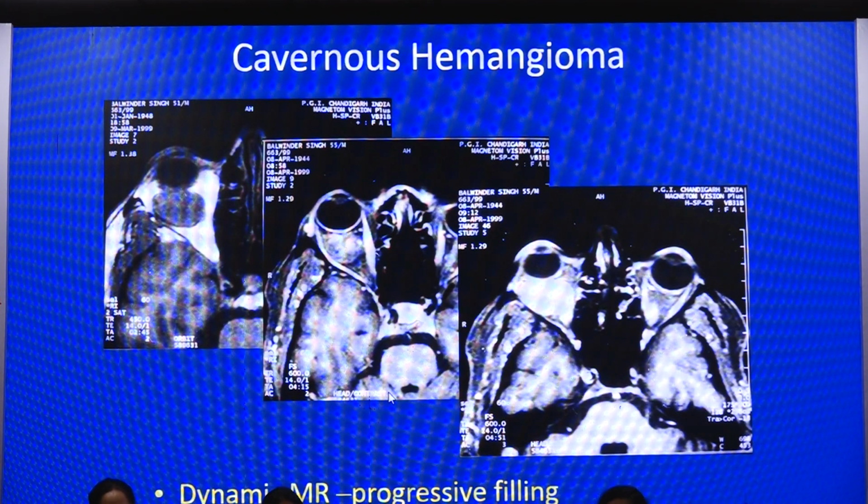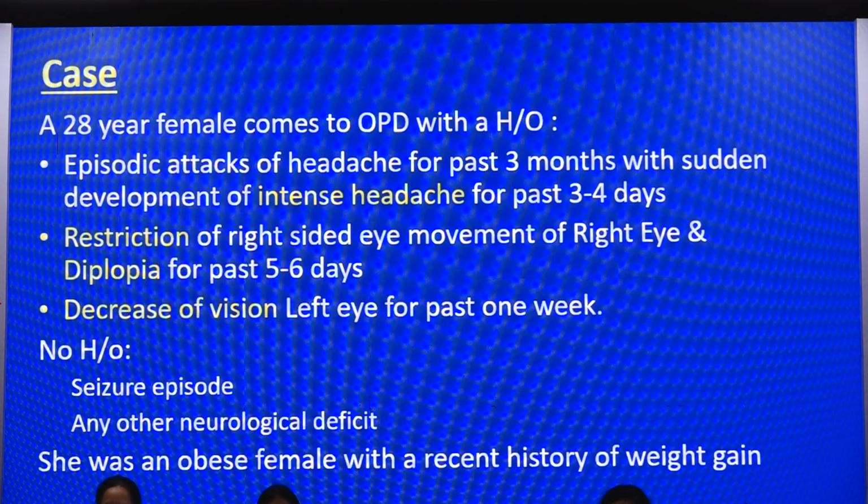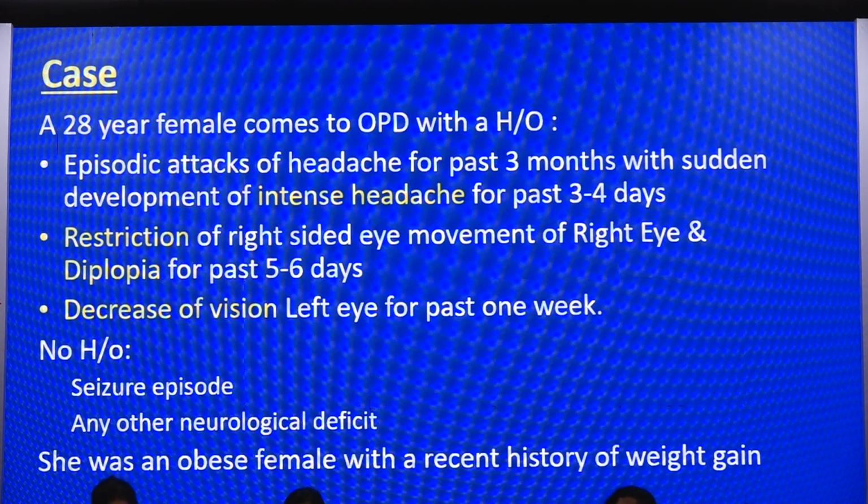So for cavernous hemangioma, one is dynamic MRI. You can see very well over here the filling of the contrast. So definitely you can see it on the console in dynamic MRI, and you can later on put this on the films also. So this is the last case and last slide, just another sequence that you have to know about.